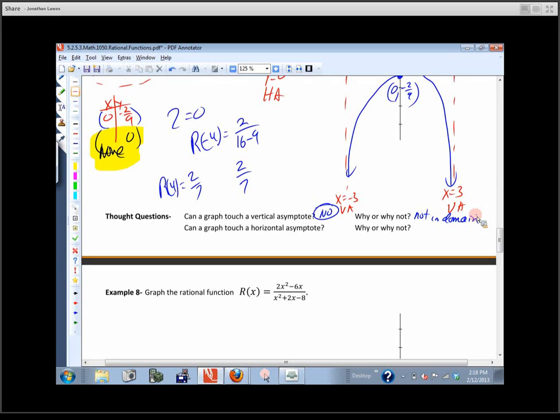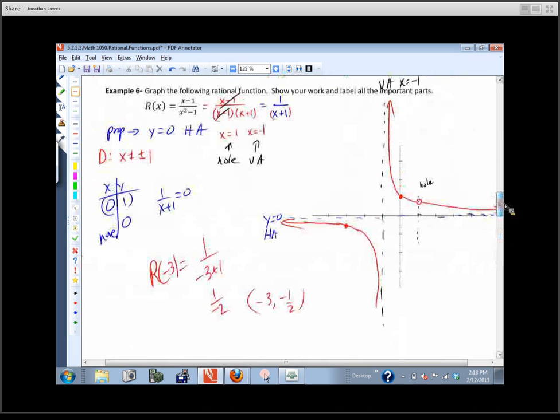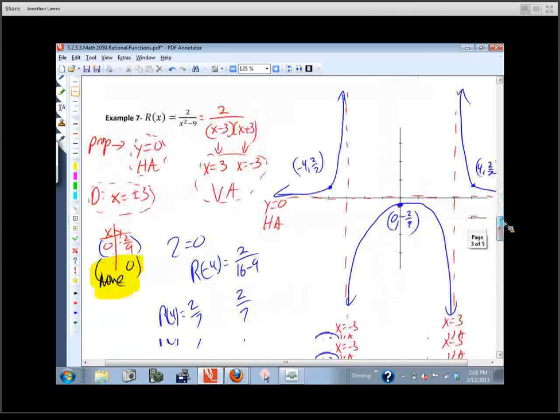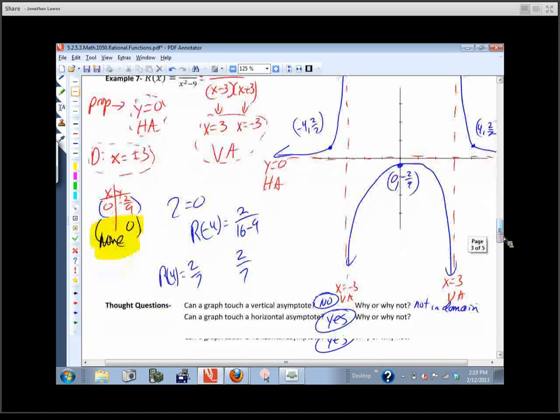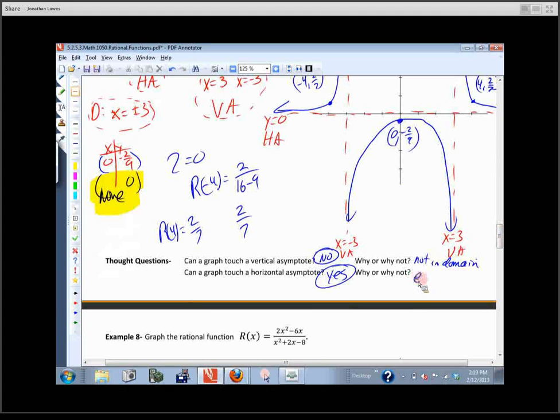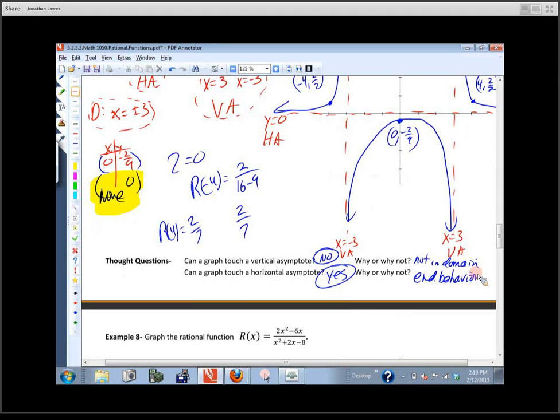Can a horizontal asymptote, or excuse me, can a graph touch a horizontal asymptote? Well, let's look up here. Yes. I'm saying that. Okay? On that one it didn't. But we're going to have shapes that go like this, and it'll cross through. If you've got a horizontal asymptote of y equals 0, and you've got an x-intercept, it's going to cross through that horizontal asymptote. So the answer there is yes, that's okay, because remember what horizontal asymptotes are, okay? They are end behavior. They're what it looks like out near the ends, out near negative infinity and positive infinity.